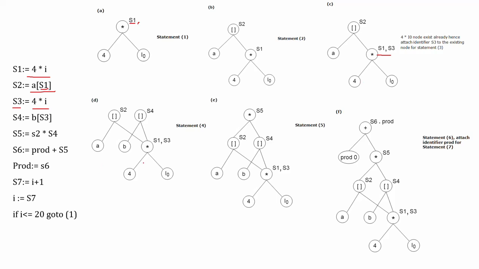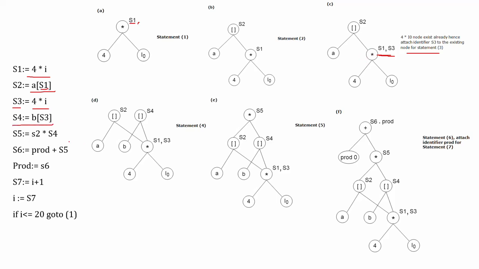Next one. See here, this we have done. S1 comma S3 is over, right? So here, that is what I have given here. 4 star I naught node already exists. Hence, attach the identifier S3 to the existing node statement. Right. Next step, what we need to do? Here, S4 is equal to B of S3. So S3 is nothing but this one.